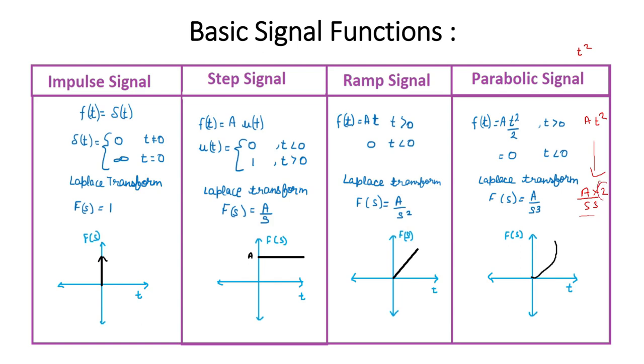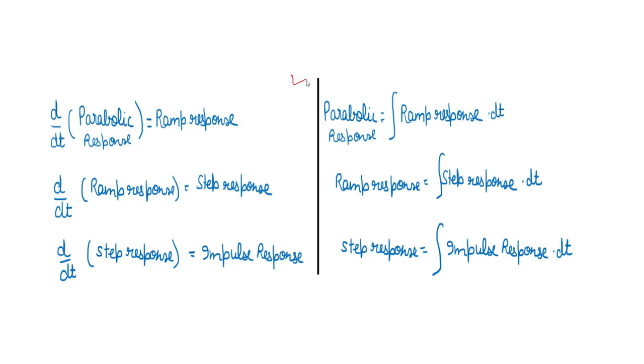So in order to remove this confusion of 2 and to make this similar to the other ones, we have written here A t square upon 2. But you just have to remember that parabolic signal is denoted by t square, ramp signal is denoted by t, and step signal is denoted by 1. And impulse signal is something very different from this. Here you can also see that the power of s in the denominator is increasing as we go from step to ramp and then to parabolic, and this is the reason for that increase.